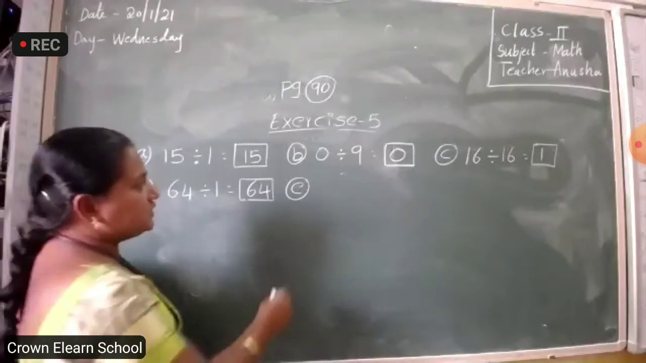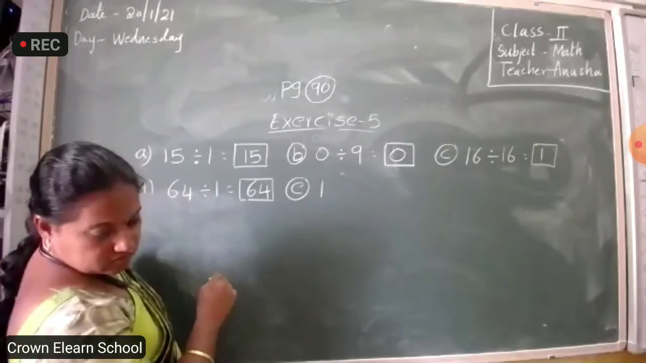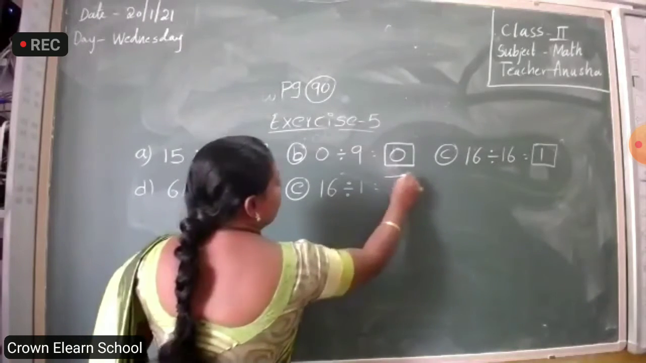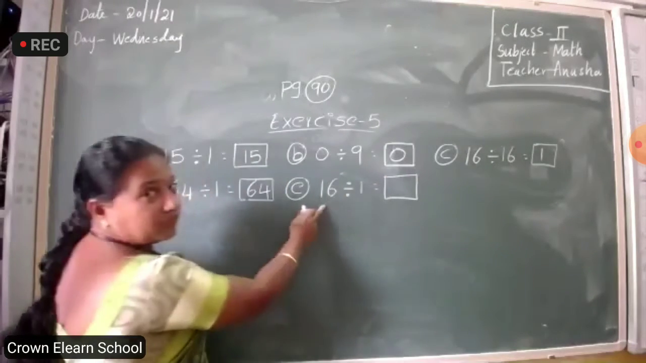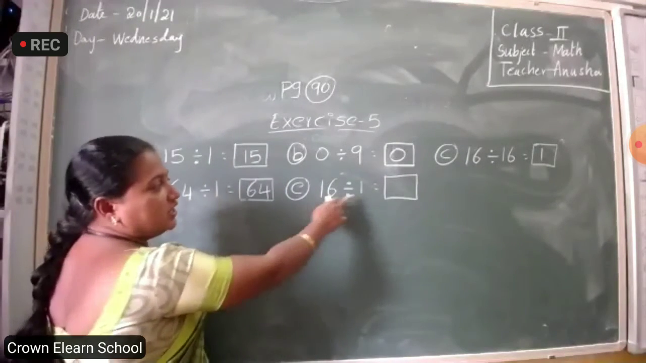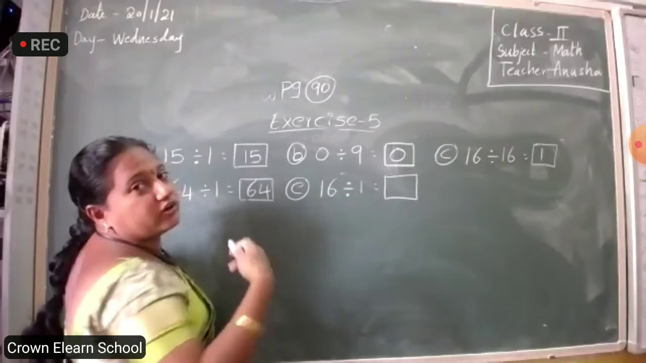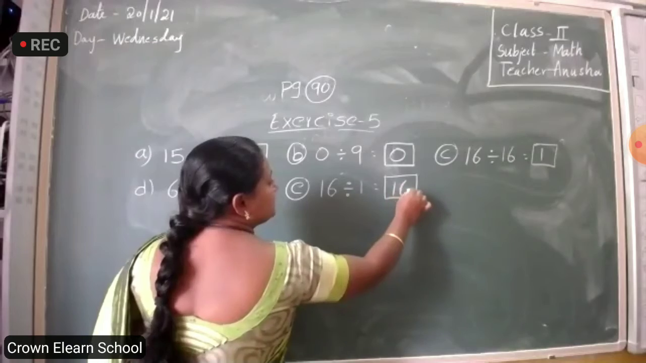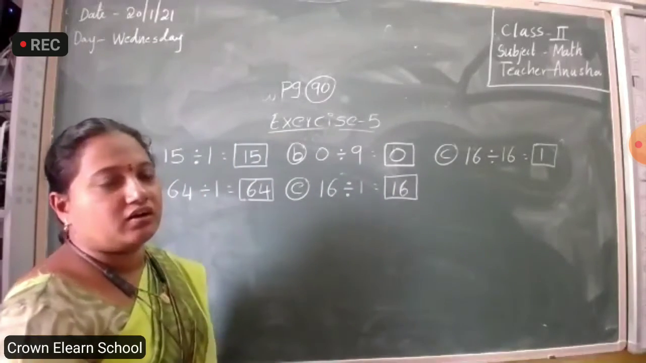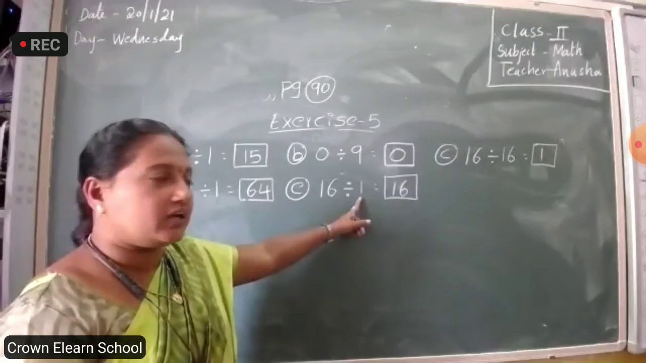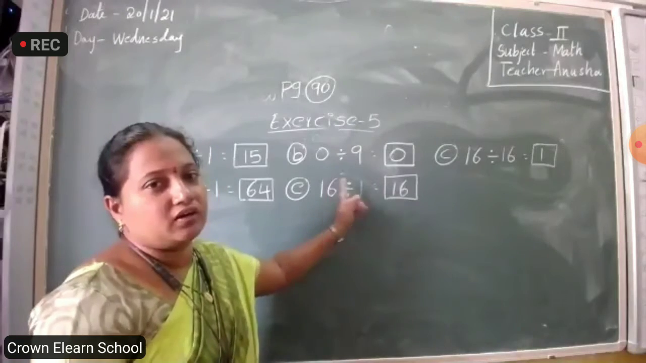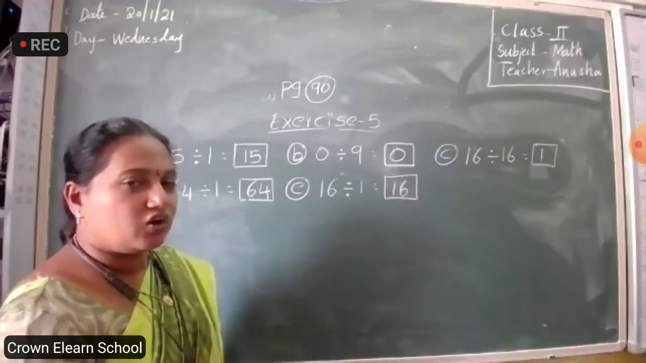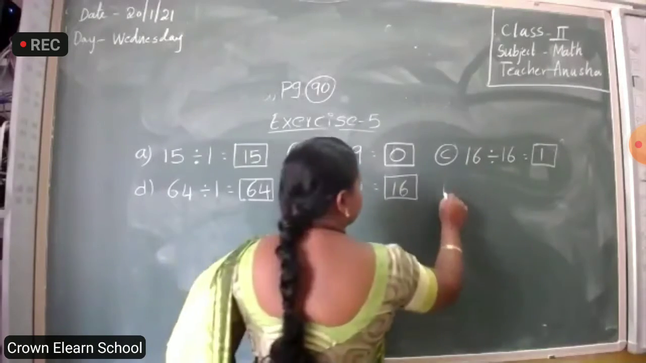Next, E. Same property, this also. 16 divided by 1. Your mother has 16 chocolates and you are only one kid. What is your share? She will give all to you. So what is the answer? 16, the same number. When you divide by 1, you will get the same number. 16 means 16, 17 means 17, 18 means 18. Okay?